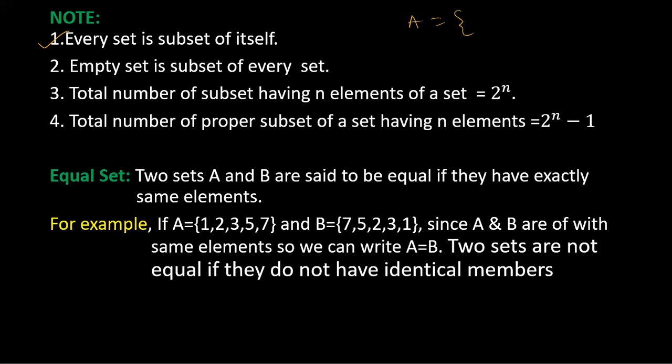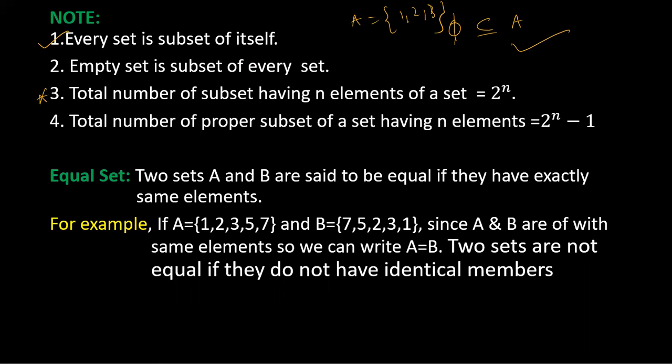Let's say A is 1, 2, 3. So A is a subset of itself. Every set is a subset of itself. Empty set is a subset of every set. That means the empty set, which I have just told you before is denoted as phi, is a subset of every set. Let's say A is nothing but 1, 2, 3. So the empty set is a subset of every set.